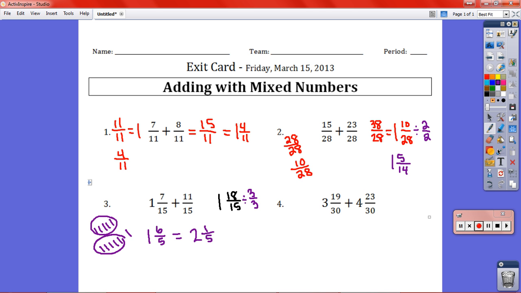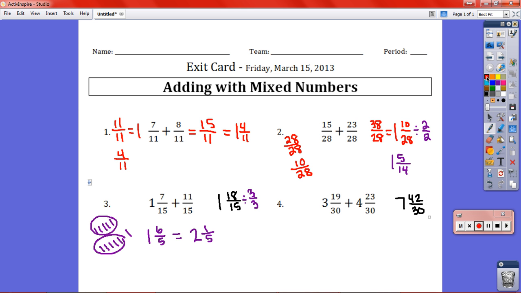And lastly, we have 3 and 19/30ths plus 4 and 23/30ths. So let's go ahead and add the pieces. 19 and 23 makes 42. 42/30ths. 3 and 4 makes 7. 7 wholes. But we also have another whole hidden in here.